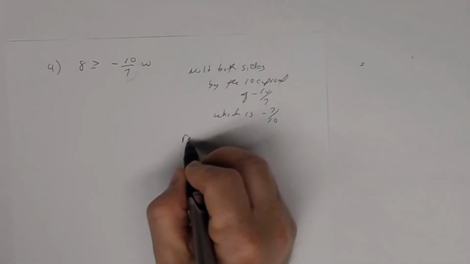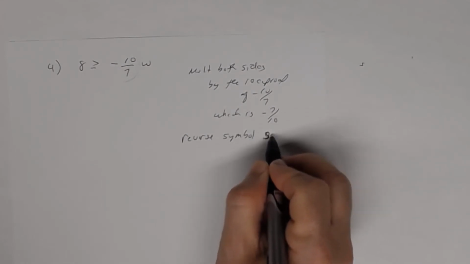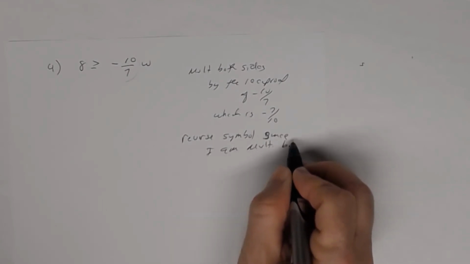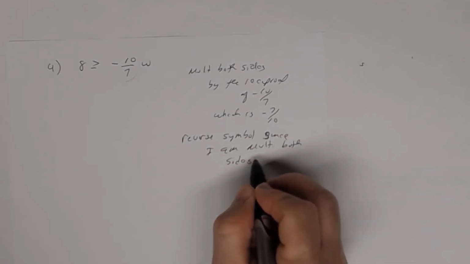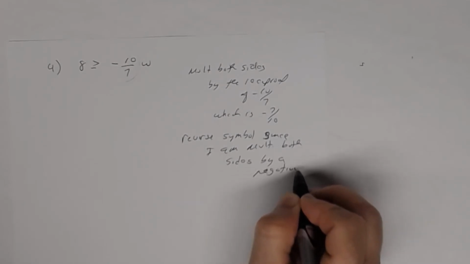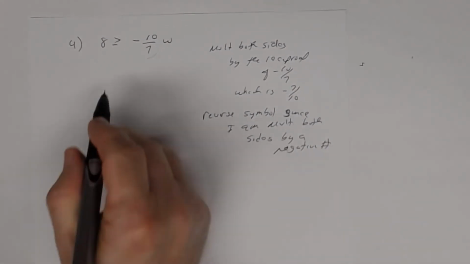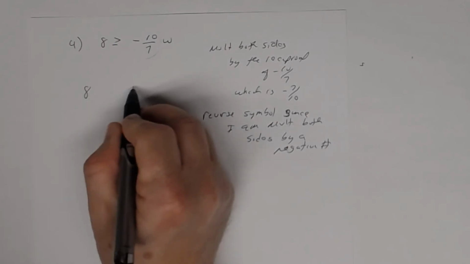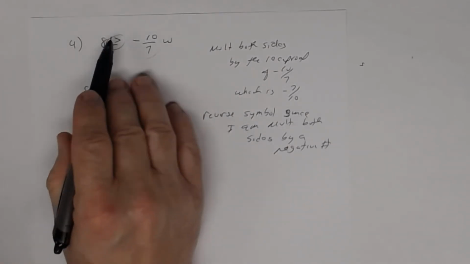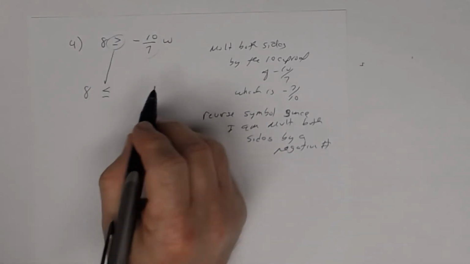Remember, you reverse the symbol since I am multiplying both sides of an inequality by a negative number. All right, so I'm going to leave some space. And so I'm going to change this to less than or equal to. So greater than or equal to becomes less than or equal to because I multiplied both sides by a negative number.